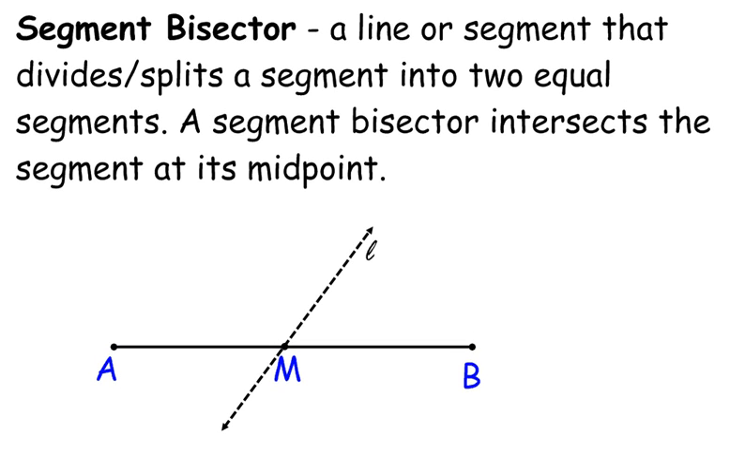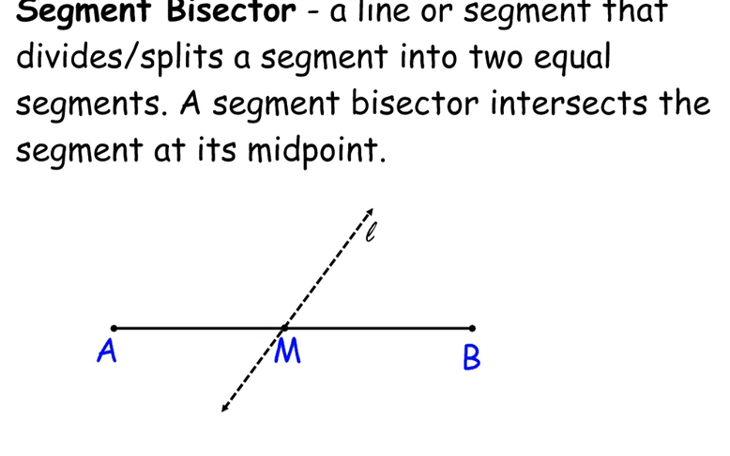Definition of a segment bisector. A bisector is a line or a segment that divides or splits a segment into two equal segments. A segment bisector intersects the segment at its midpoint. So I have a little diagram here for you. In this diagram, line L is the bisector or the segment bisector of AB. And what that means is that it's crossing AB at the midpoint.